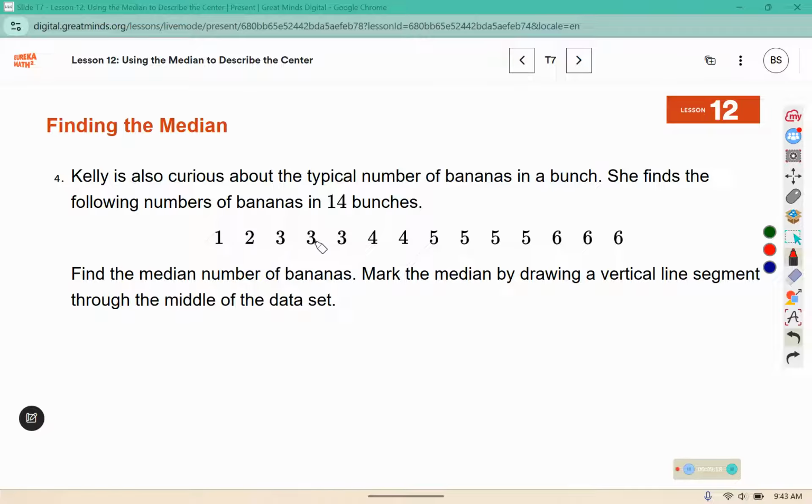1, 2, 3, 4, 5, 6, 7. 1, 2, 3, 4, 5, 6, 7. Now, what's in the middle of 4 and 5? What's in between those two values? That would be 4.5.